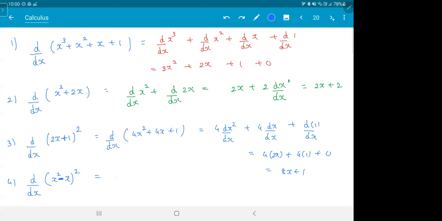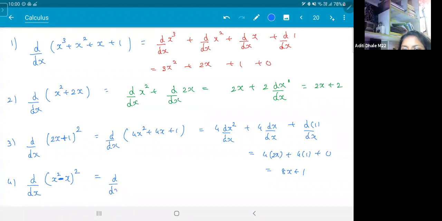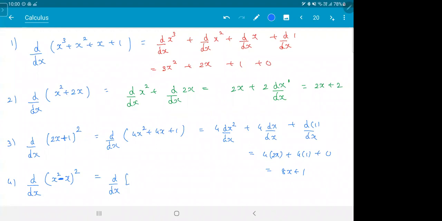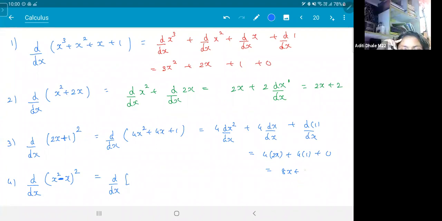What about the fourth one? So in the third one, you've written 8x plus 1. Come again? You've written 8x plus 1 plus 4. Yeah.